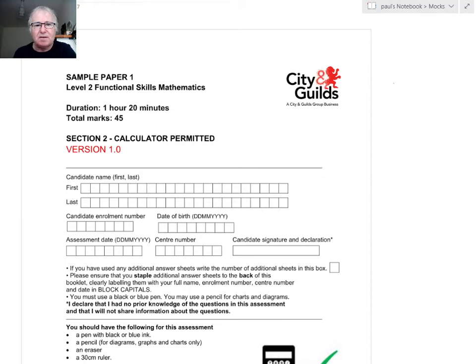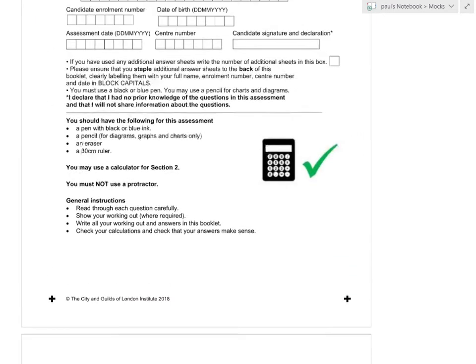City and Guilds sample paper 1, level 2 now, calculator paper. Right, so these are more difficult than the non-calculator paper, so let's see where we can go with this. Right, so what do they give you?